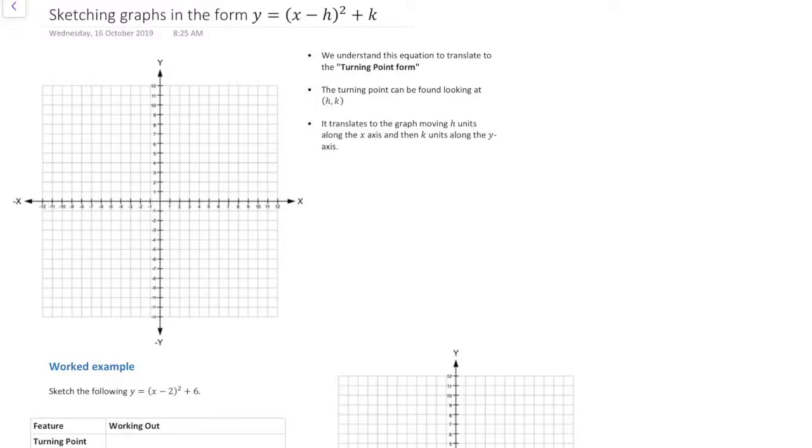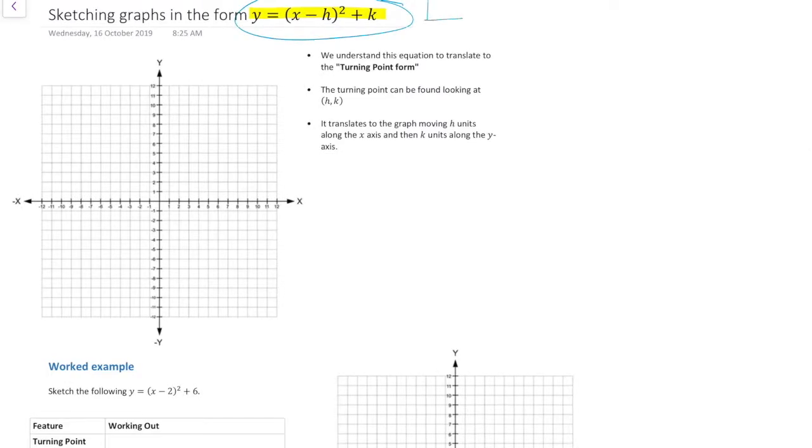So now what we're going to be doing is sketching graphs that are in the form of y equals x minus h all squared plus k. What we like to call this is our turning point form. From this, we can actually identify our turning point.